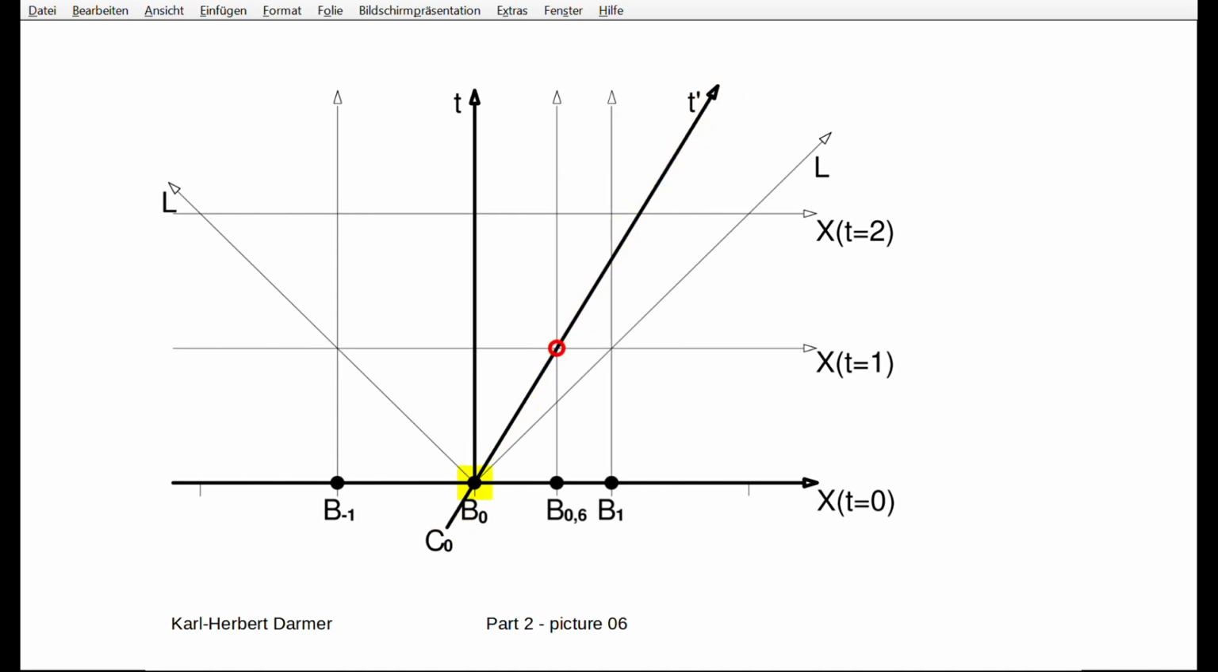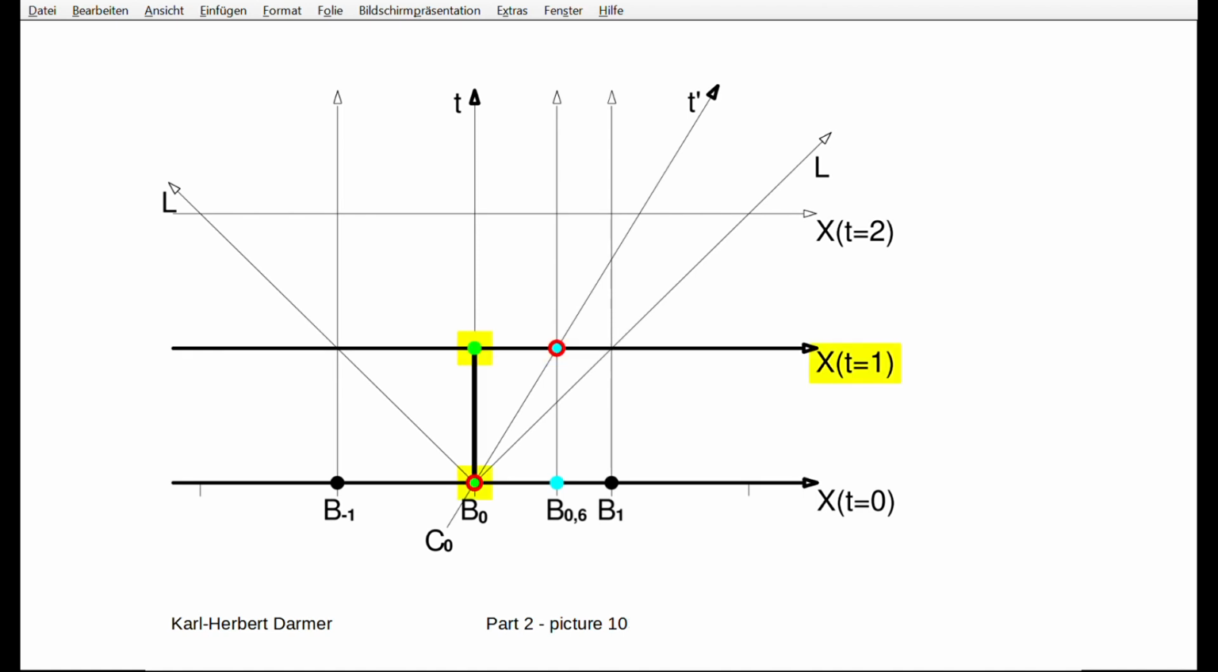After the encounter of C0 with B0, 1 second of B time later, C0 encounters B0.6, marked with a red ring. If we want to compare the ticking of the clocks of B0 and C0 with each other, we can only make this clear at the first encounter. At the encounter of C0 with B0.6, we need an auxiliary construction for spatial simultaneity in order to compare the clocks with each other.